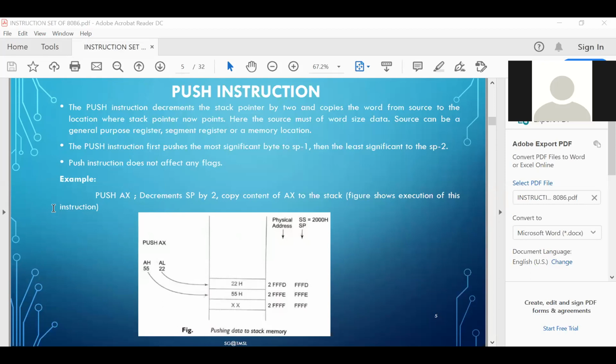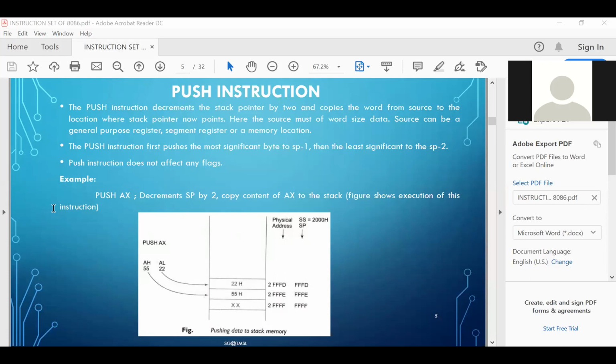That operation can be implemented or processed using two types of instructions. One is the push instruction to enter the data byte into the memory location, and to retrieve the data byte from the stack or memory location into the corresponding register using the pop instruction.